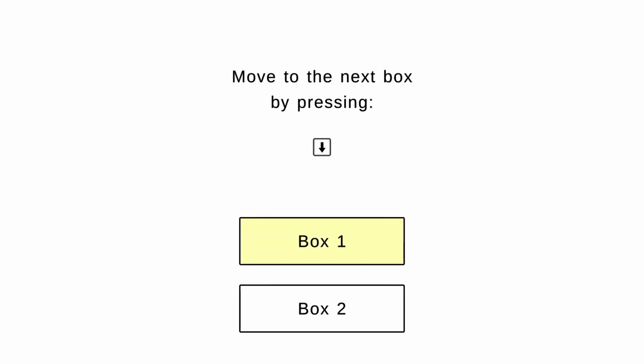Press any button. Box 1. Move to the next box by pressing down arrow. Press E to select. Box 2. Move to the previous box by pressing up arrow. Box 1. Select a box by pressing E.